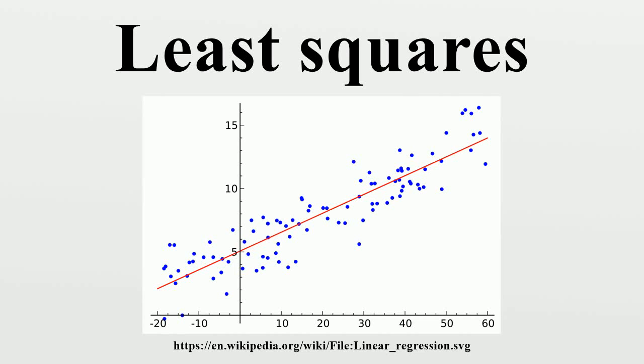The method of least squares is a standard approach in regression analysis to the approximate solution of overdetermined systems, i.e., sets of equations in which there are more equations than unknowns. Least squares means that the overall solution minimizes the sum of the squares of the errors made in the results of every single equation. The most important application is in data fitting.